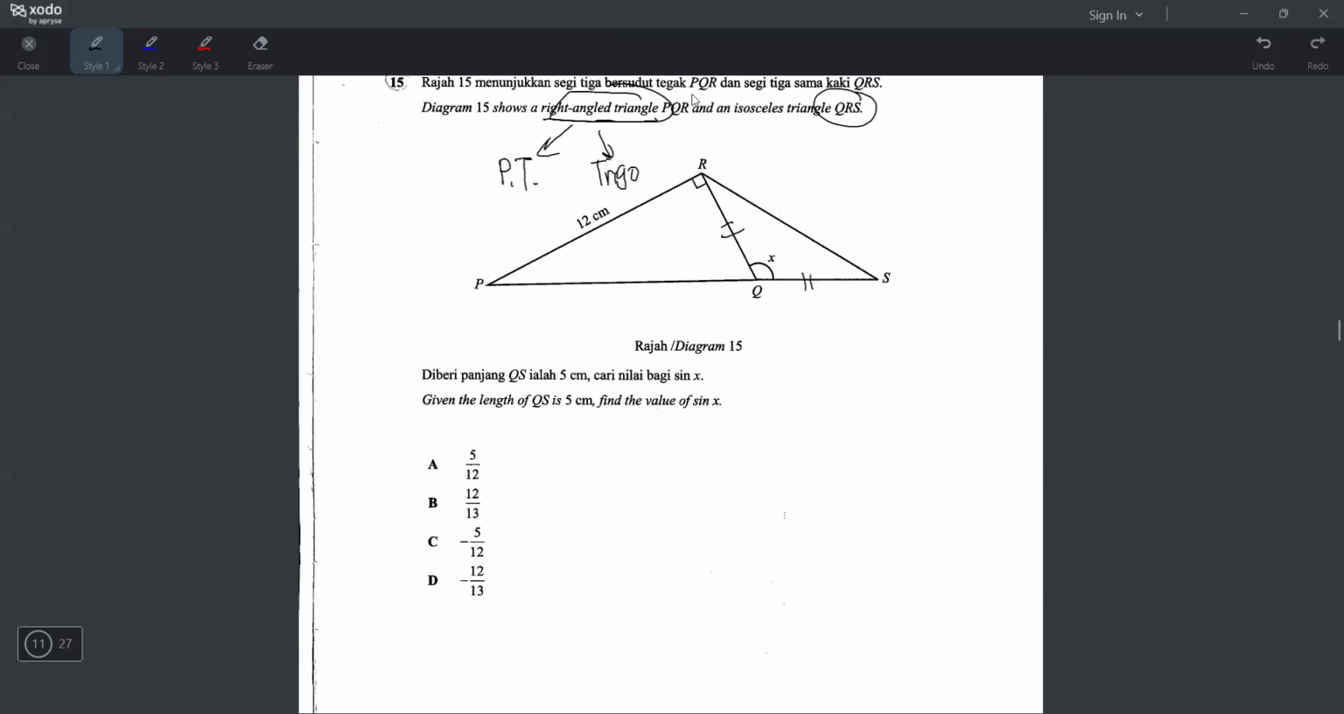Okay, but I don't know how long it is. It's okay, let's keep reading. Length of QS is 5. Oh, already known, QS is 5. So this will be 5 also, because it's isosceles. Find the value of sine X.